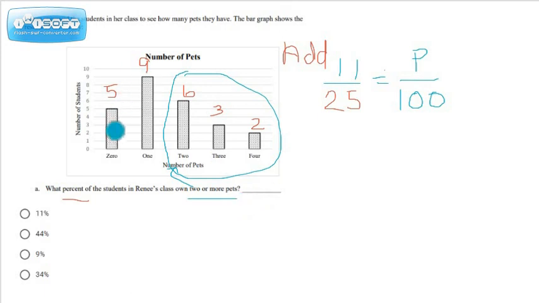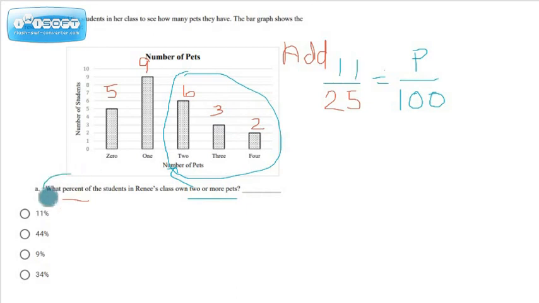If we add up the numeric value for each bar, so I think I'm looking at that correctly when I say that's a 5. That looks like it matches up with the 9. That's a 6. That looks like it's 3, and that's 2. So if we add up all the red numbers, that gives us 25. Now we're interested in 2 or more pets. So that would be this bar, and this bar. 2 or more would suggest they have 2, 3, or 4. If we add up all those numbers, 6 plus 3 plus 2, we get 11.